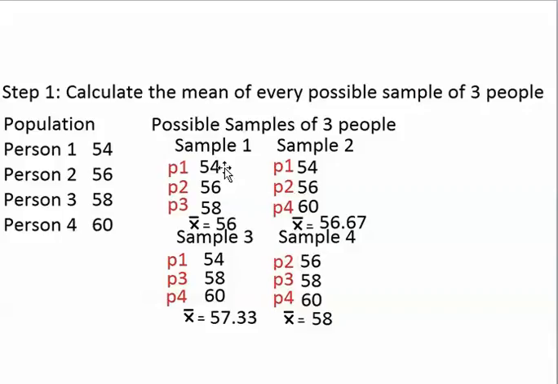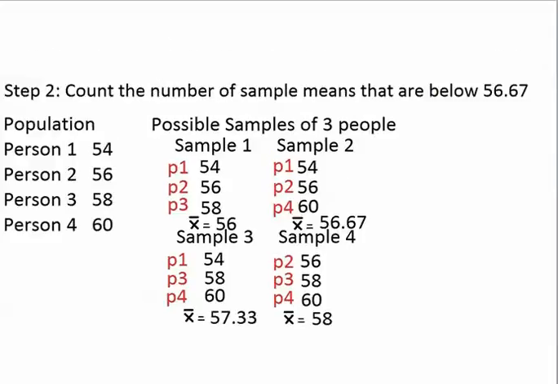Next, we can just calculate the mean of each possible sample of 3 people. To do that, we just add the 3 numbers and divide the total by 3, and we do that for all 4 samples. Once we get all 4 of the sample means, we can move on to the next step, step 2. In step 2, we just count the number of sample means that are below 56.67.